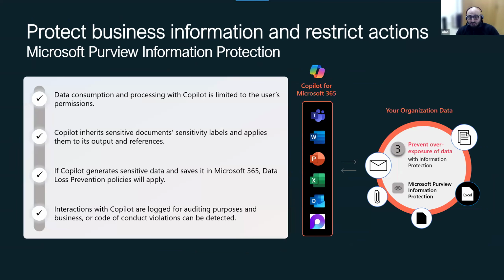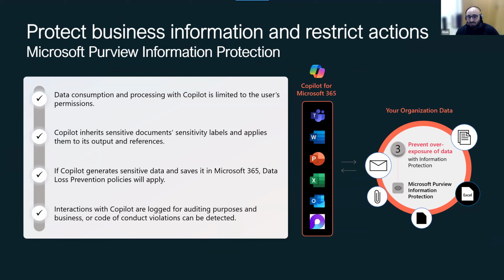The summary for this, or the fourth piece of the puzzle. First, Copilot data consumption. We need to look at Copilot's data consumption and processing capabilities, and we need to make sure that it is strictly limited to the permissions assigned to the users.